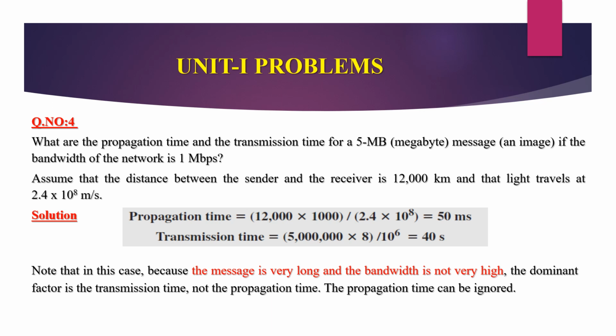So as usual, propagation time is equal to 12,000 into 1000 divided by 2.4 into 10 power 8, the distance divided by the propagation speed, that is 50 milliseconds. And the transmission time is equal to 5 megabyte divided by 1 Mbps, that is 10 power 6, which is equal to 40 seconds. So here the message is very long and the bandwidth is not very high. So the dominant factor is transmission time, not the propagation time. So here the propagation time can be ignored.